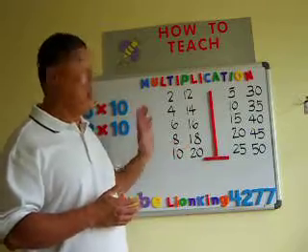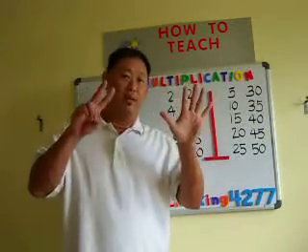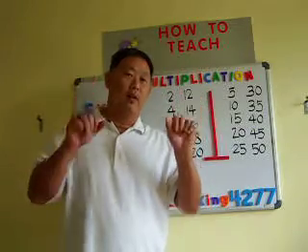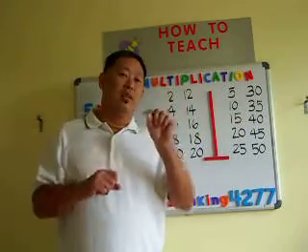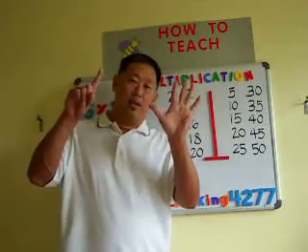Now let's do the 2s. 2 times 10. 2, 4, 6, 8, 10, 12, 14, 16, 18, 20. 2 times 6. 2, 4, 6, 8, 10, 12. 2 times 6 is 12.